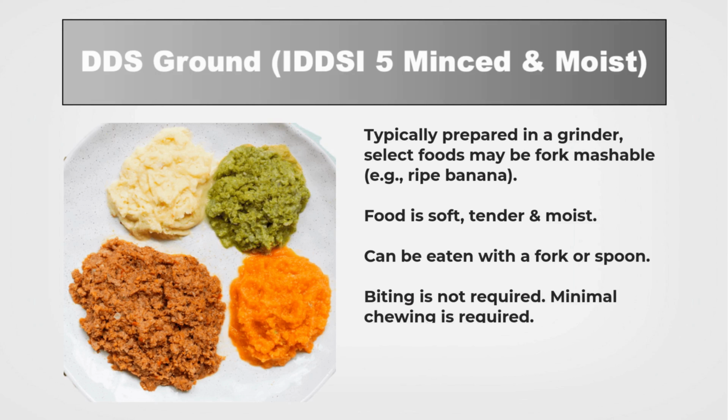DDS ground, IDDSI 5 minced and moist. Typically prepared in a grinder, select foods may be fork mashable, e.g., ripe banana. Food is soft, tender, and moist. Can be eaten with a fork or spoon. Biting is not required. Minimal chewing is required.